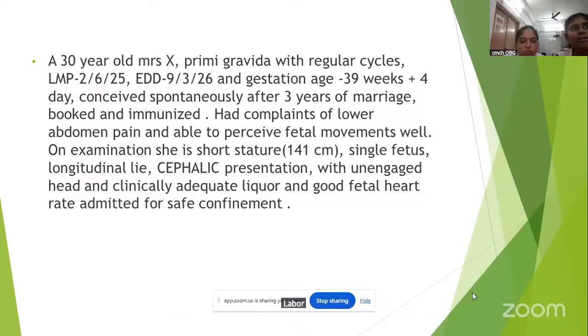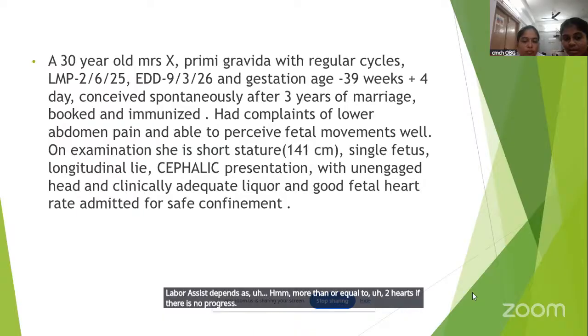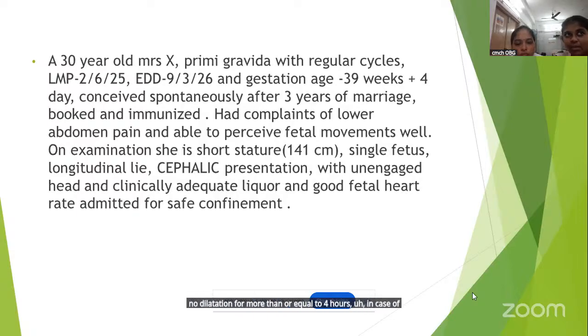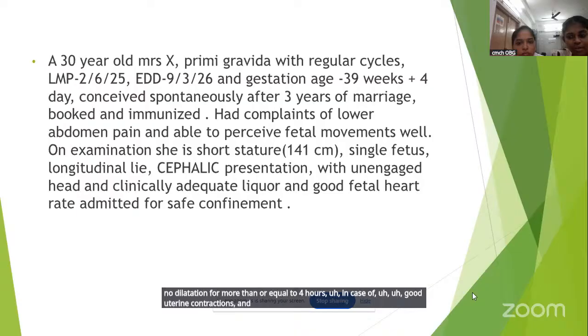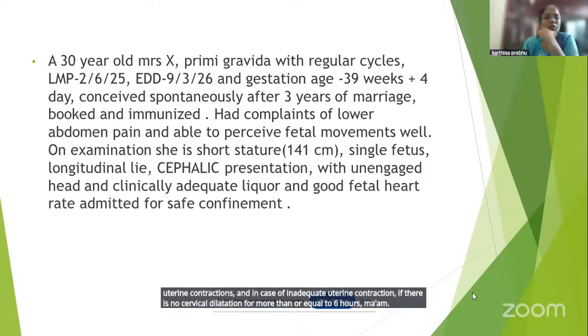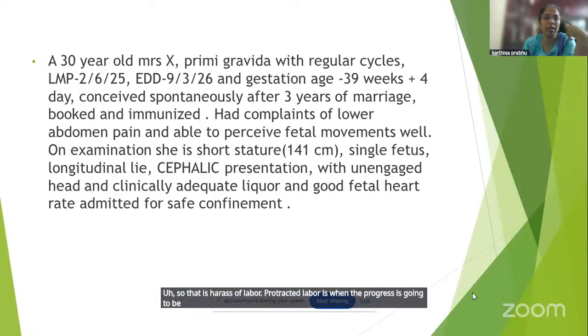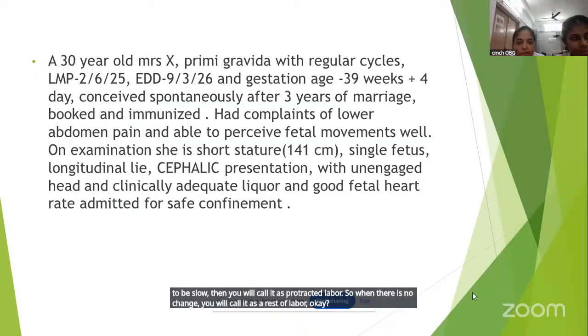Labor arrest is defined as more than or equal to 2 hours if there is no progress. 2 hours or 4 hours? Ma'am, if there is no dilatation for more than or equal to 4 hours in case of good uterine contractions, and in case of inadequate uterine contractions, if there is no cervical dilatation for more than or equal to 6 hours, ma'am, that is arrest of labor. Protracted labor is when the progress is slow. When there is no change, you call it arrest of labor. Yes, ma'am. Okay.